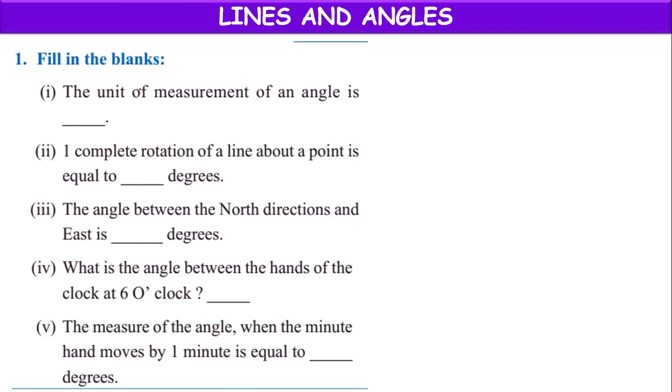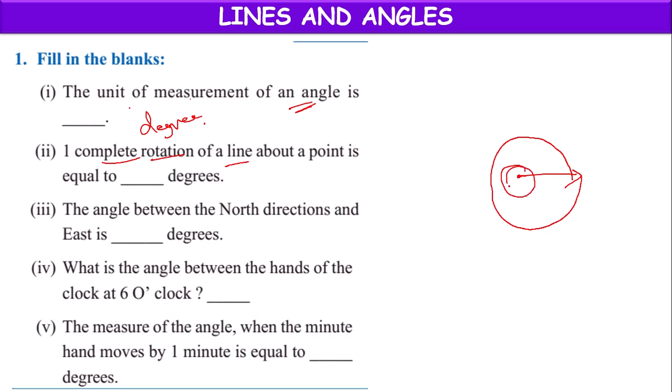Next one, some fill in the blanks questions for that. The unit of measurement of angle: angle is normally measured in degrees. One complete rotation of a line, coming back to the same position, is equal to how many degrees? One complete rotation made at the center is equal to 360 degrees, which is called a complete angle. That's why it is called a complete angle, because the angle is made by a complete rotation.